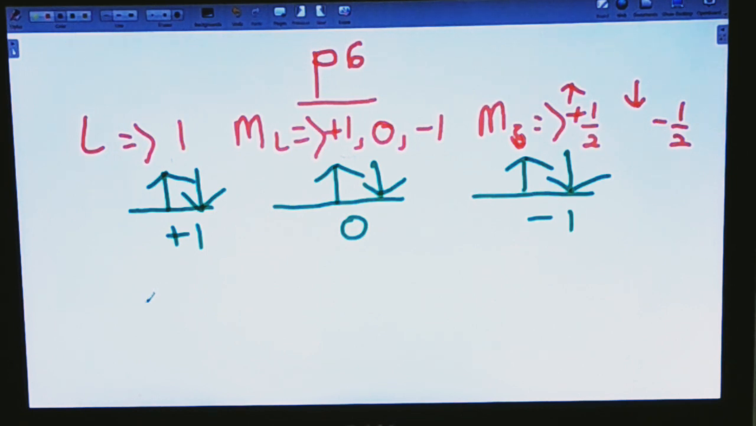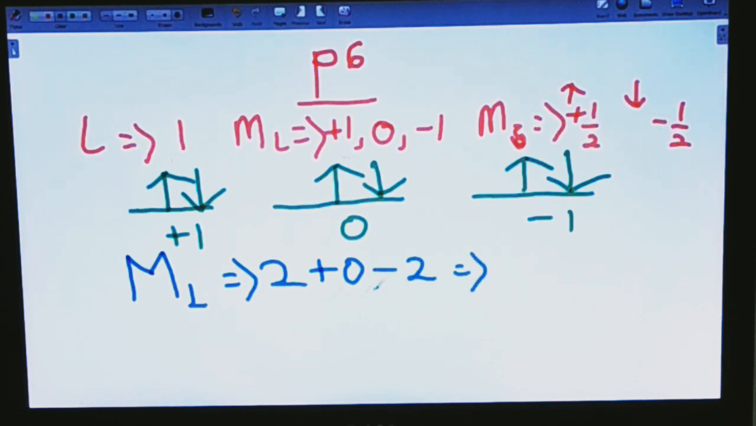The next thing is to calculate the total orbital angular momentum, represented by ML. The total orbital angular momentum is the sum of the magnetic quantum number of the orbitals that contain electrons. The first orbital contains 2 electrons. It has a magnetic quantum number of +1. So taking into consideration the 2 electrons becomes 2. Here 0. Here we have 2 electrons. The magnetic quantum number is -1. So taking into consideration the 2 electrons, we have -2. So 2 minus 2, we have 0.